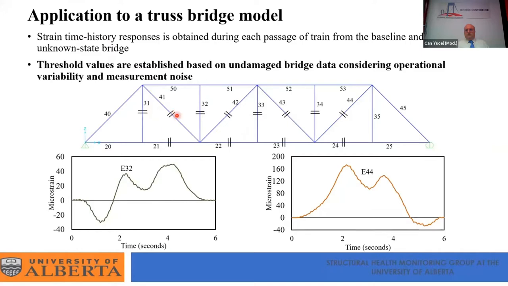From these elements, which are marked with double lines, strain time history responses are obtained after each passage of a train. And typical responses are shown here, for elements 32 and 44, which are these and these.